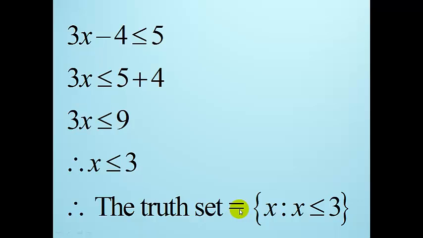So the truth set is equal to the set of x such that x is less than or equal to 3. That is how we represent the truth set in the curly brackets as shown, in the braces or curly brackets: the set of x such that x is less than or equal to 3.